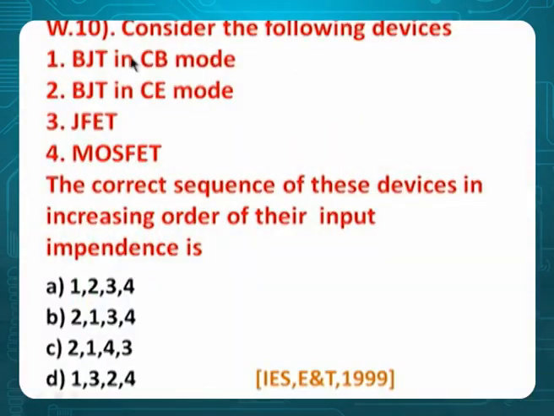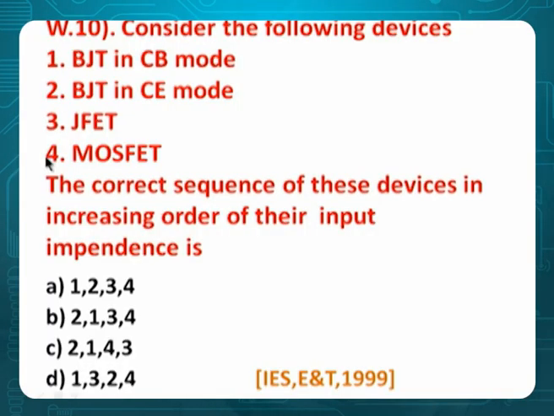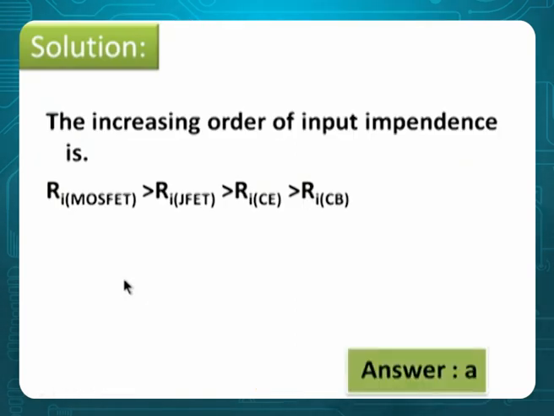Last question. Consider the following devices: BJT in common base mode, BJT in common emitter mode, JFET and MOSFET. We need to take the correct sequence of these devices in increasing order of input impedance. The lowest is common base. Next is common emitter. After that, JFET, finally MOSFET. Therefore, the sequence is 1, 2, 3, 4. That means option is A.